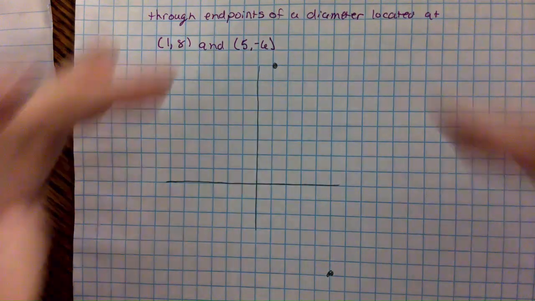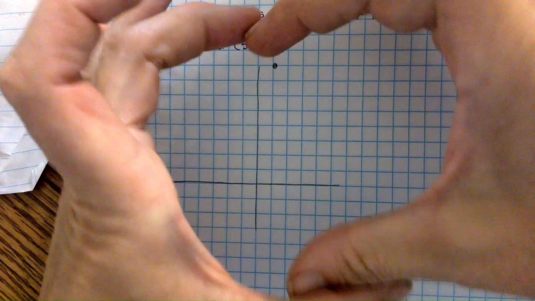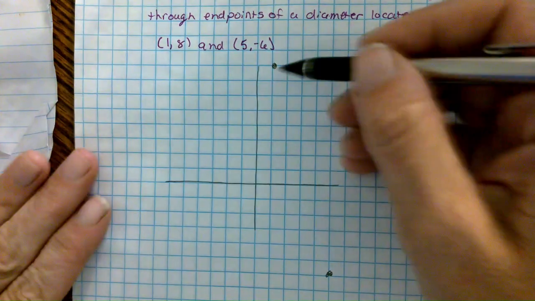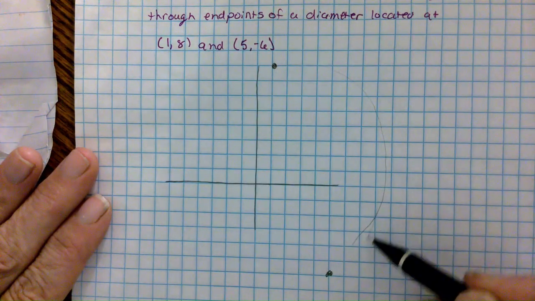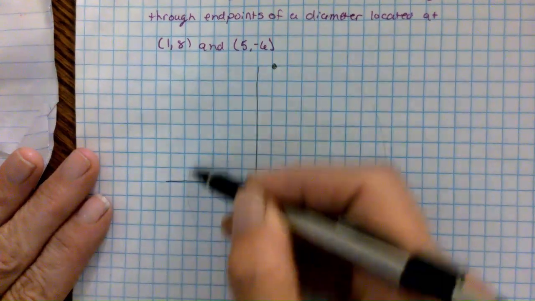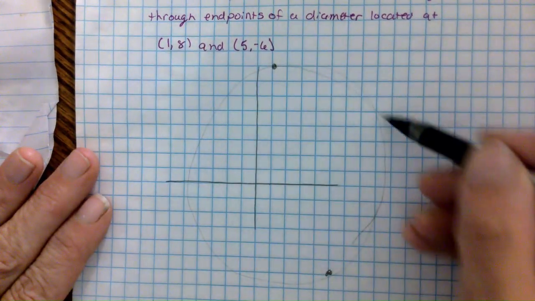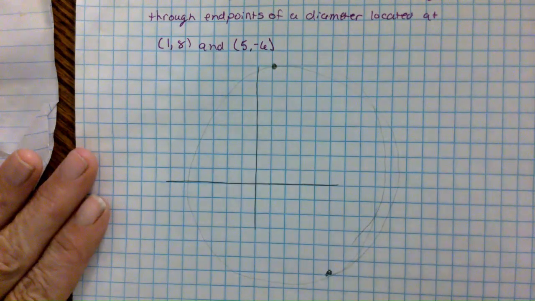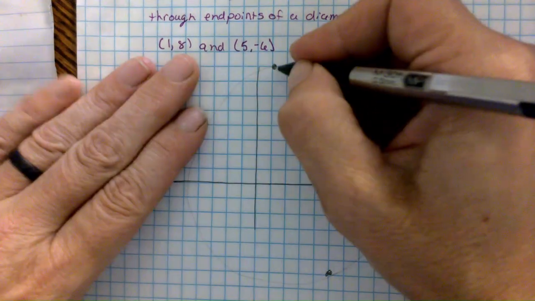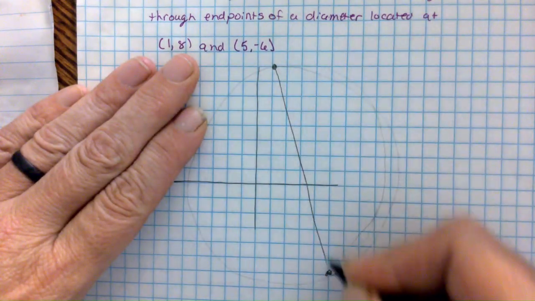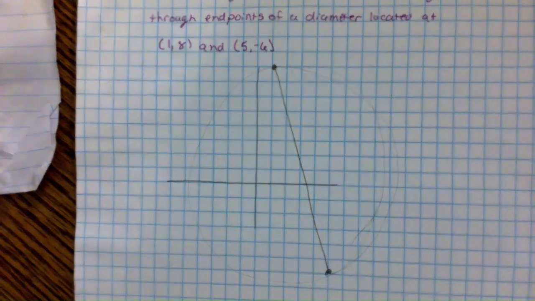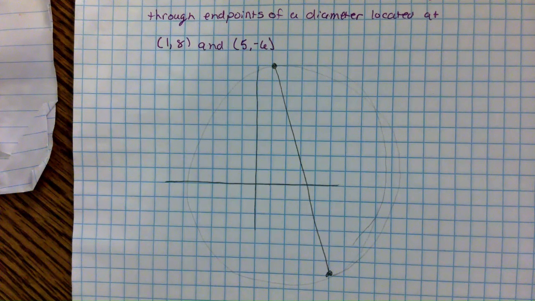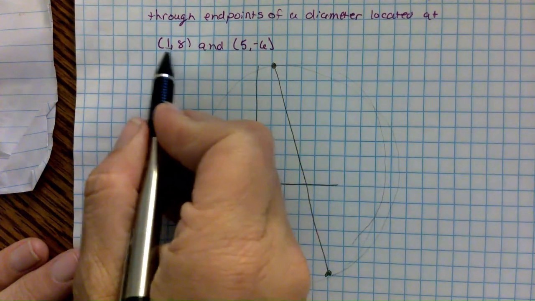So we've got a circle, right? I'm not the best at freehanding circles, so keep that in mind. We've got our circle. This is our diameter. So we've got to find the center of our circle. Well, wouldn't the center of our circle be our midpoint? So what's halfway between 1 and 5?